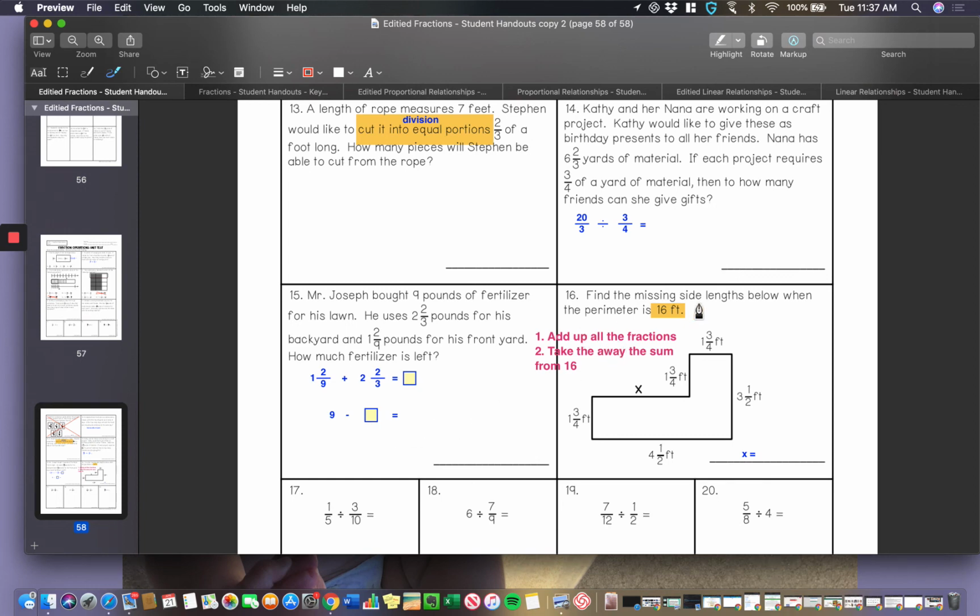And number 16 is very similar, it's just a little bit different. Find the missing side lengths below when the perimeter is 16 feet. Well, we know what we're starting with this time. It's 16 feet. But I have to subtract the sum of all these fractions from 16 to tell me what the missing side is. So you're going to add up all the fractions, which you did in number 15 first, and then take away the sum from what you originally had, which was 16.